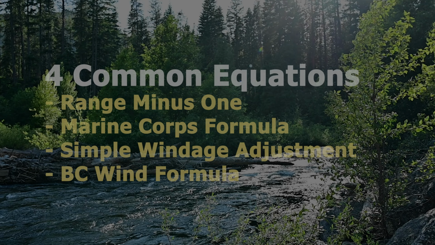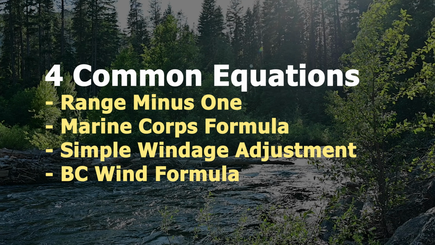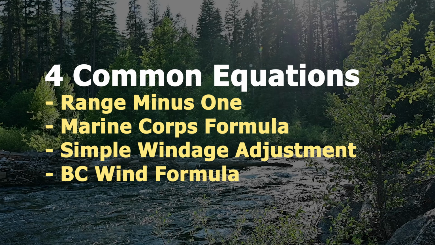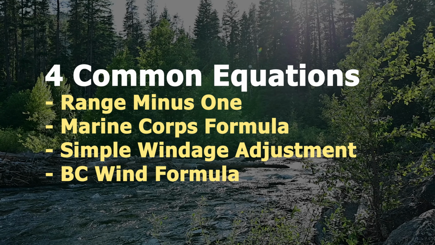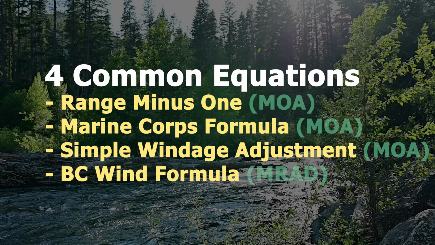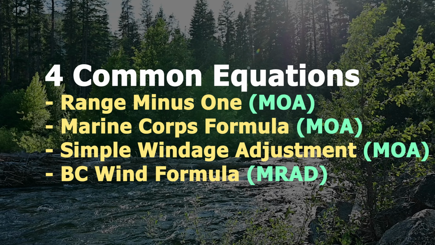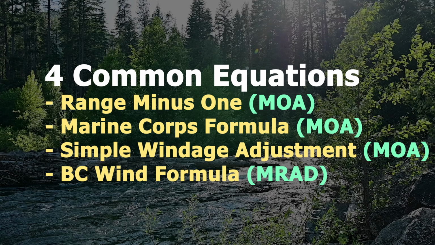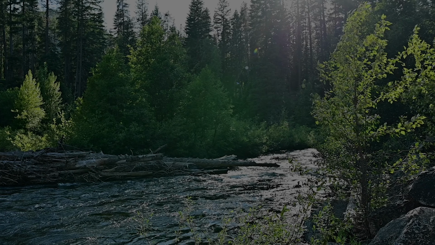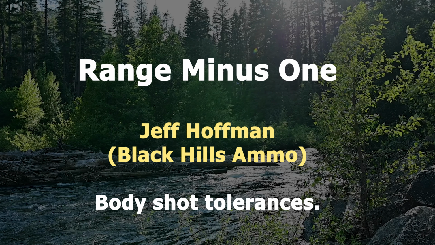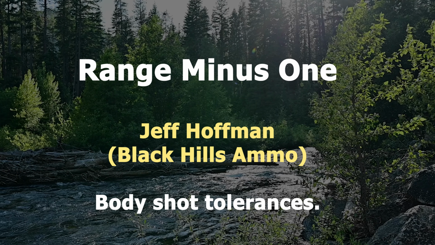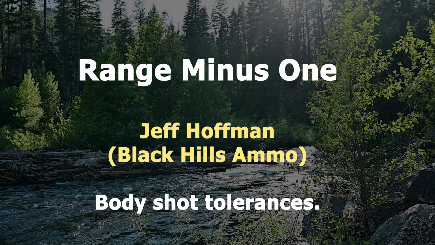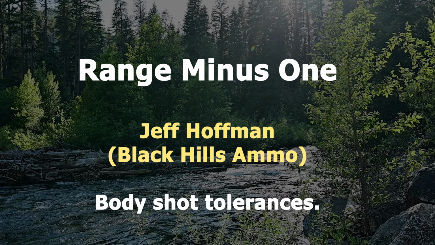4 simple equations commonly used include range minus 1, the Marine Corps formula, simple windage adjustment, and BC wind formula. The first 3 are based on the 308 Winchester using 168 grain OTM loads at sea level and provide windage in MOA. Range minus 1 was developed by Jeff Hoffman of Black Hills Ammunition and is stated to provide body shot tolerances within 1/2 MOA to fairly long distances.